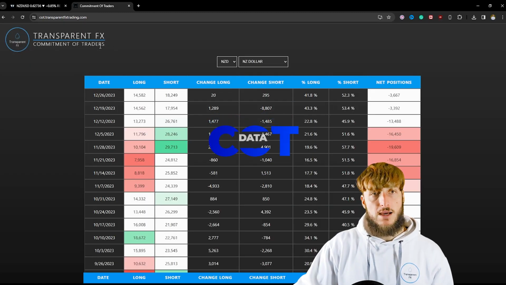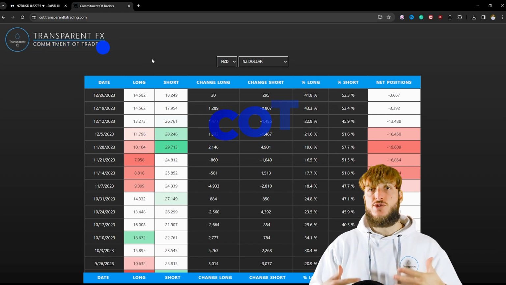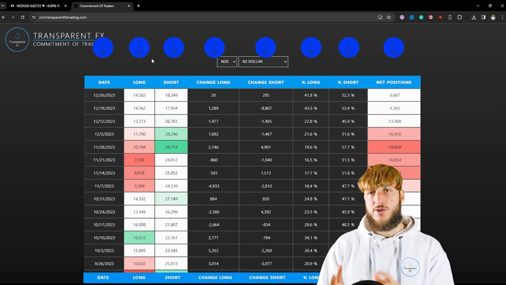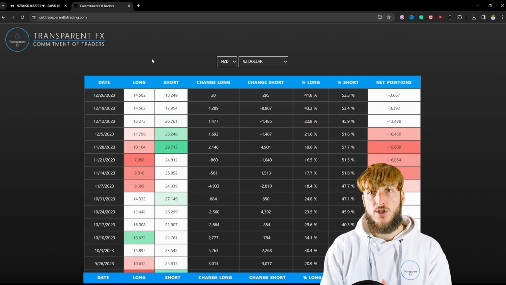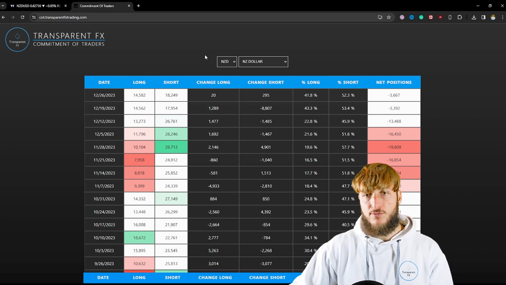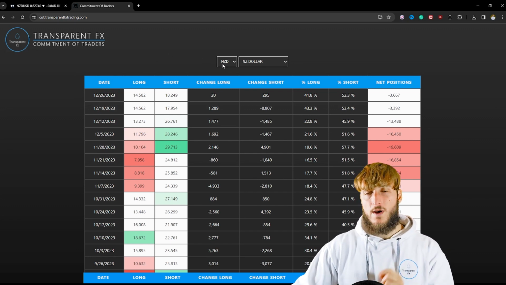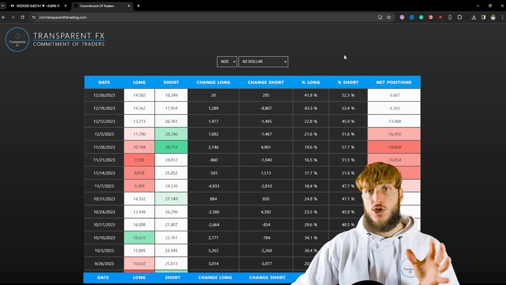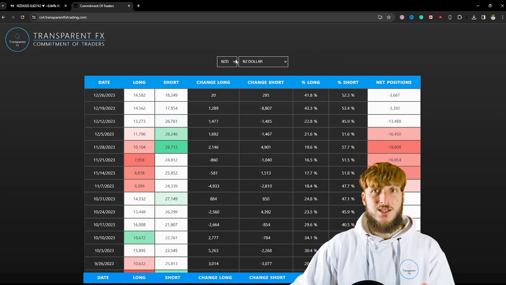Now, if we go and see what we have when it comes to the commitment of traders, so the COT data, which is essentially what hedge funds, so the big players in the market, are doing and how they're moving their orders, the first thing that we have to keep in mind is that if we are checking the data for the NZD, we are actually already checking NZDUSD because all currencies on the spot are traded against the USD. So by checking the data for the NZD, you are already checking NZDUSD.